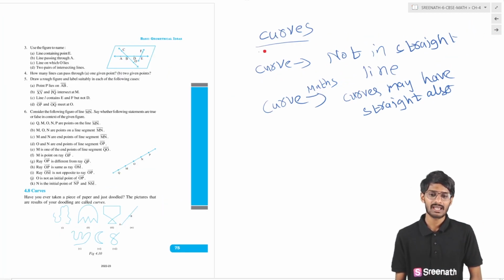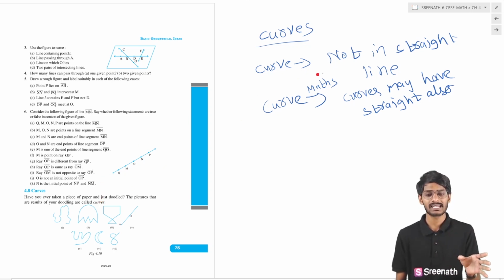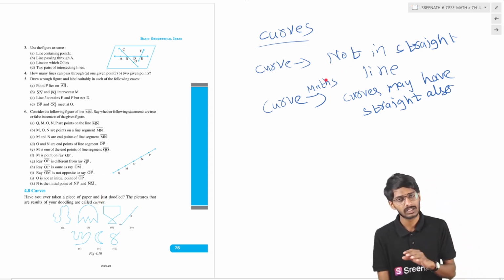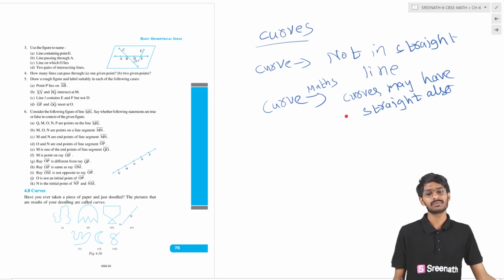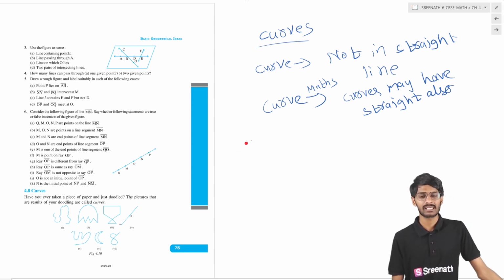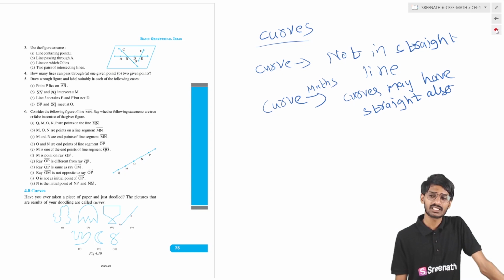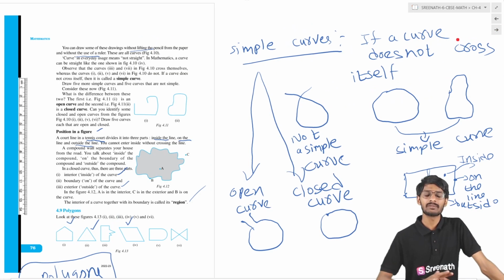Okay, next thing is about curves, students. What are curves? Generally curves do not have straight lines, but in mathematics a curve may have a straight line. Without any proper order, without lifting the pen from the paper, we can draw any curve, students. Without using a ruler and without lifting the pen from the paper, we can draw curves like this. So it does not have any proper order.